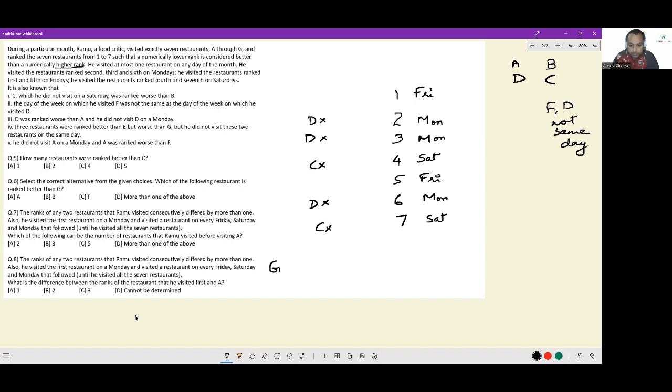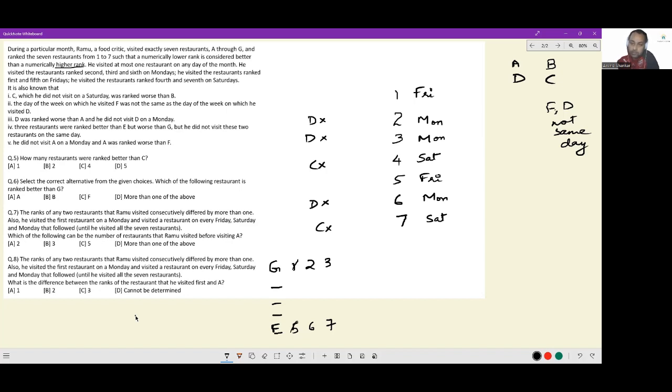So G blank, blank, blank, E. This is how they will get ranked. But he did not visit these 2 restaurants on the same day. Now see, given that this information about G and E pretty much gives us five spots. Can I say the spots can either be 1 and 5, or 2 and 6, or 3 and 7? Now look at day 1 and 5. Day of the week is same, but we were told E and G were not visited on the same day. So this case is ruled out.